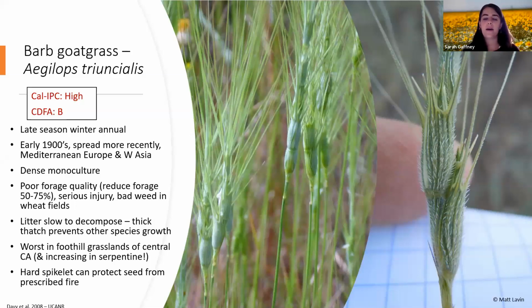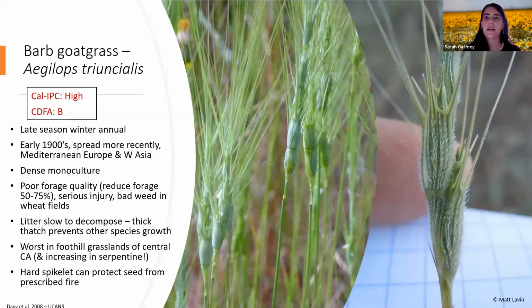Because of that high carbon to nitrogen ratio, the litter is very slow to decompose. It forms a thick thatch layer because it's not as tasty to the bacteria that would normally break it down. There's so much carbon to get through to get at that little nitrogen that it takes a long time for the microbial community to decompose that litter. Barb goat grass is considered worst in the foothill grasslands of Central California, and unfortunately, it is known to invade serpentine areas.